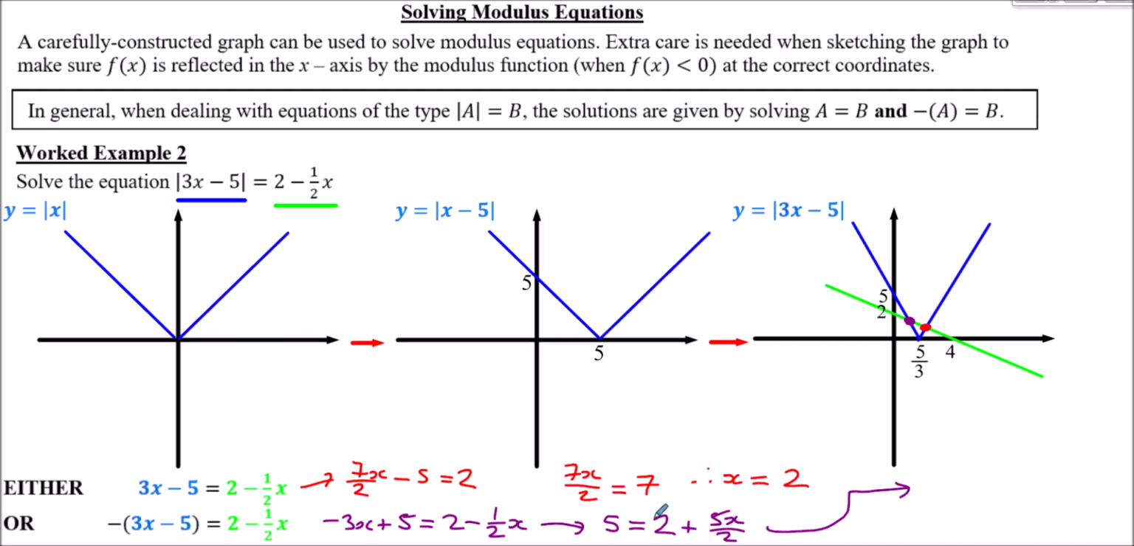So then subtract 2 from both sides. So we get 3 equals 5x over 2. Then multiply by 2, divide by 5. Therefore, we have x equals 6 over 5. So our two solutions: x equals 2, or x equals 6 over 5.